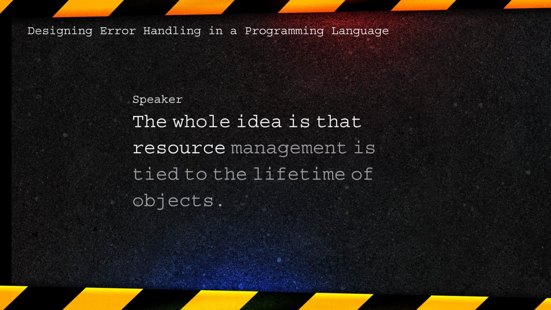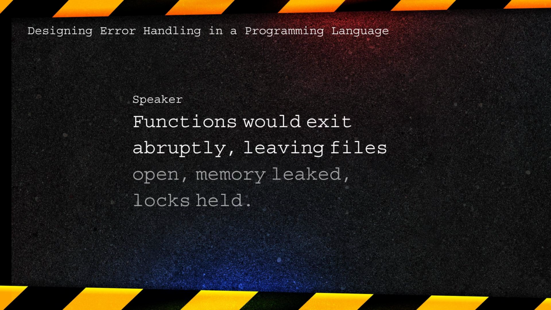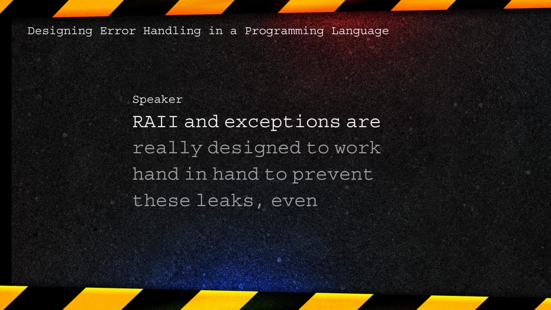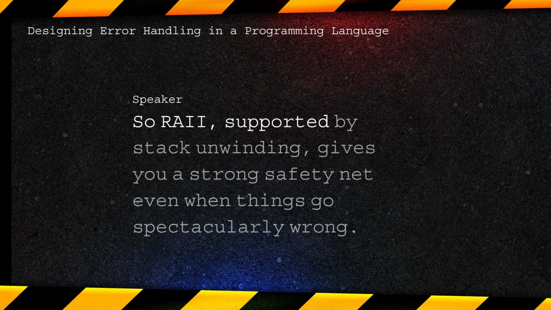The whole idea is that resource management is tied to the lifetime of objects. If stack unwinding didn't happen correctly during an exception, you'd have a nightmare scenario. Functions would exit abruptly, leaving files open, memory leaked, locks held. RAII and exceptions are really designed to work hand in hand to prevent these leaks, even when things go wrong unexpectedly. So RAII, supported by stack unwinding, gives you a strong safety net even when things go spectacularly wrong.